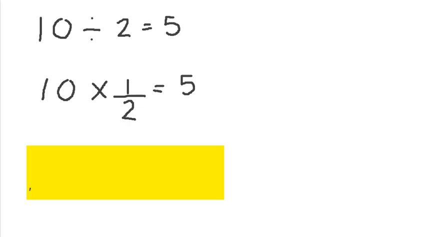You have to notice that when you get the reciprocal of that number 2, it turns it into a fraction, because it's a whole number. So you're doing the reciprocal. The opposite of division is multiplication. Dividing by 2 is the same as multiplying by 1/2.